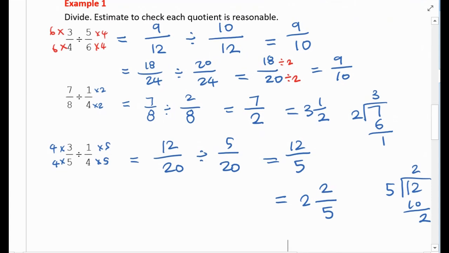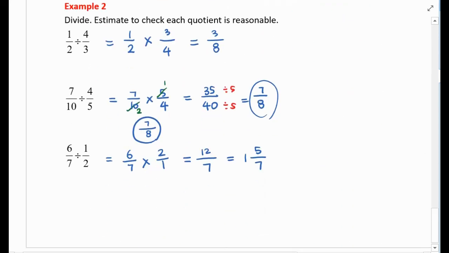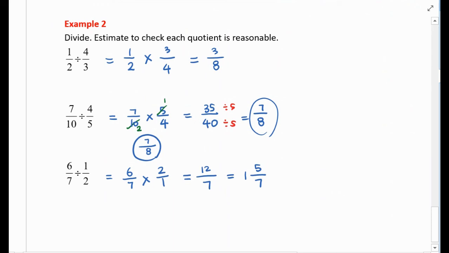Well, it's not very accurate, but you can check your answer roughly by estimating. Okay, everyone? And you can use the same method to check your answer for example 1. Just do it by yourself.